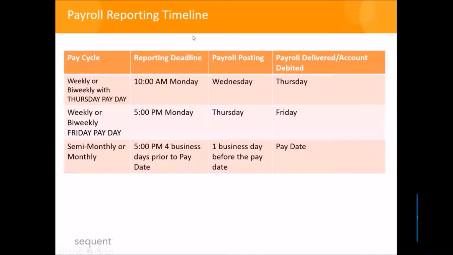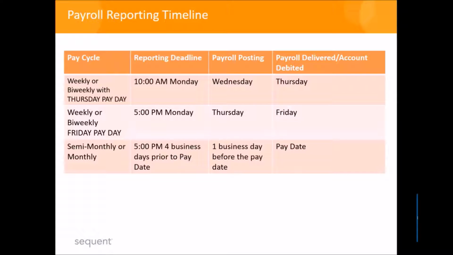Now, as you'll notice here, none of our payroll reporting deadlines have changed. You'll see if you have a weekly or biweekly pay cycle paid on a Thursday or a Friday, your reporting deadlines would remain 10 a.m. Monday and 5 p.m. Monday respectively. If you're a semi-monthly or monthly, we would still need to have your time submission completed by 5 p.m. 4 business days prior to the pay date. So none of that has changed.